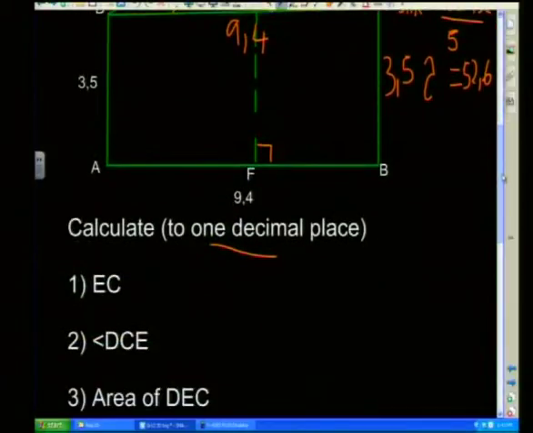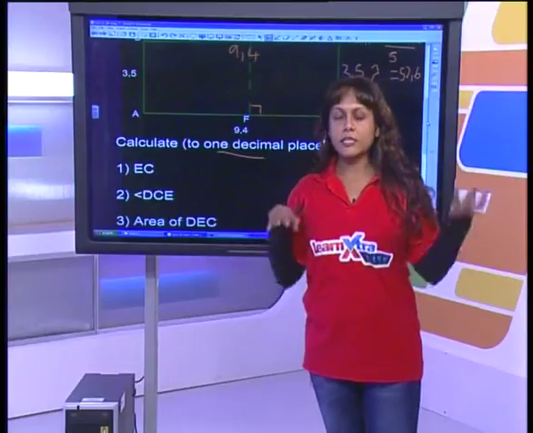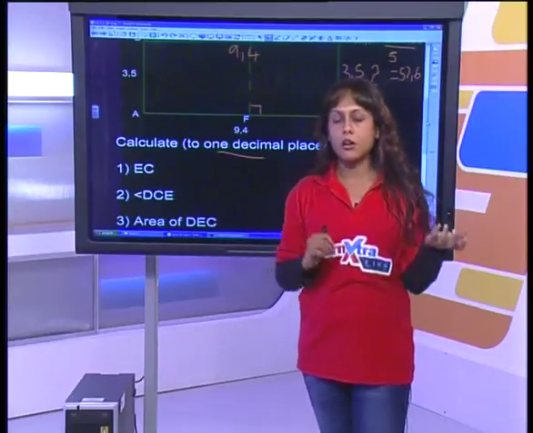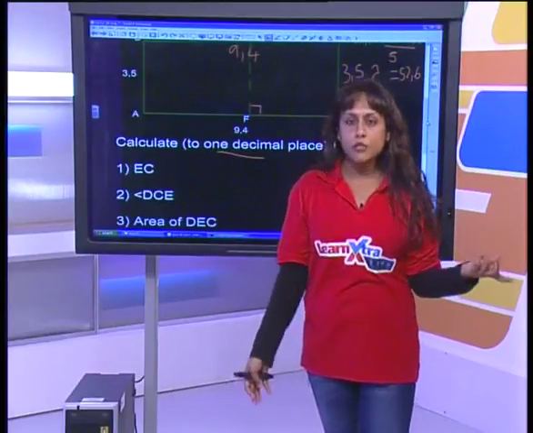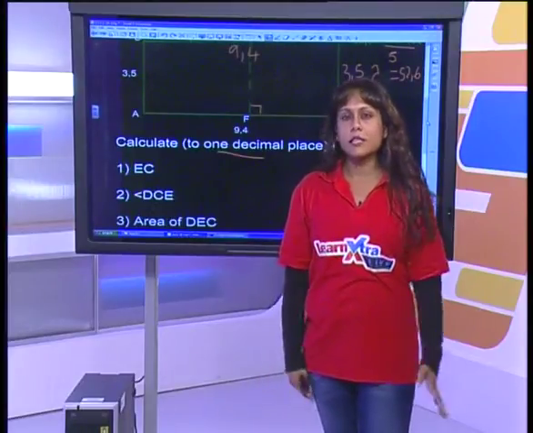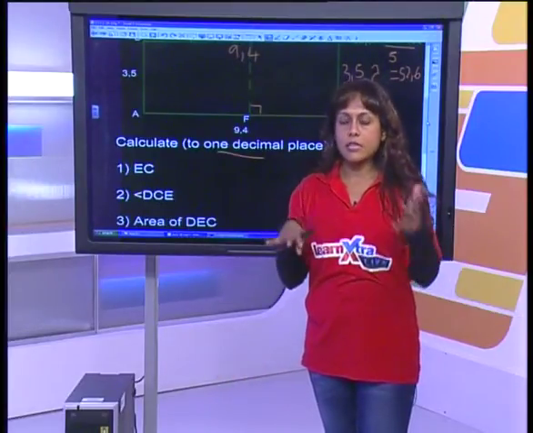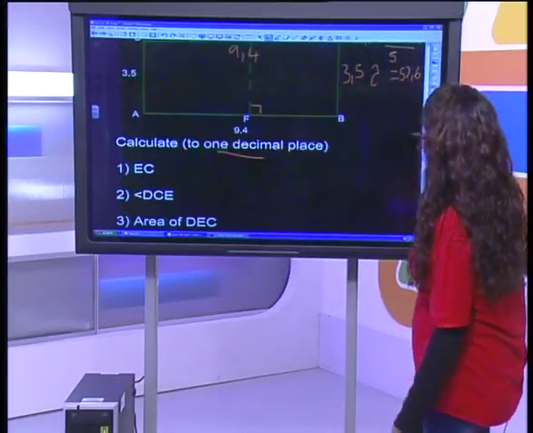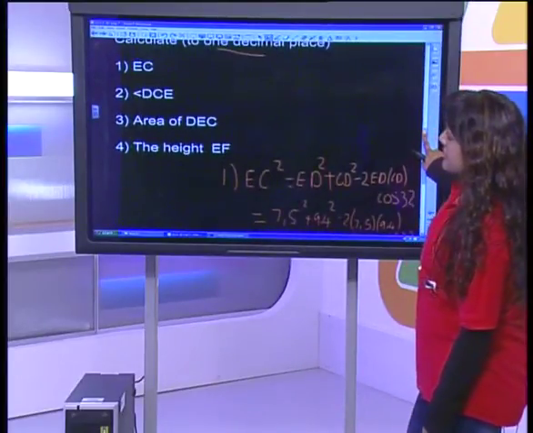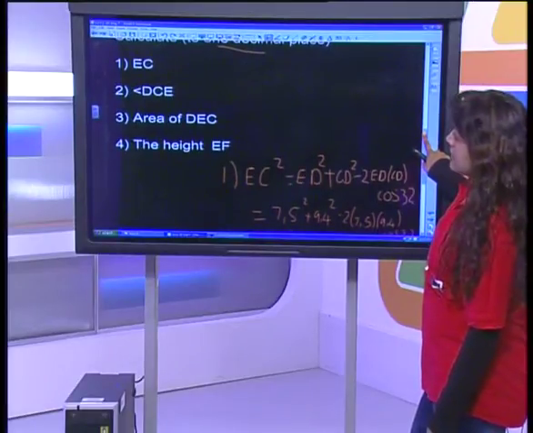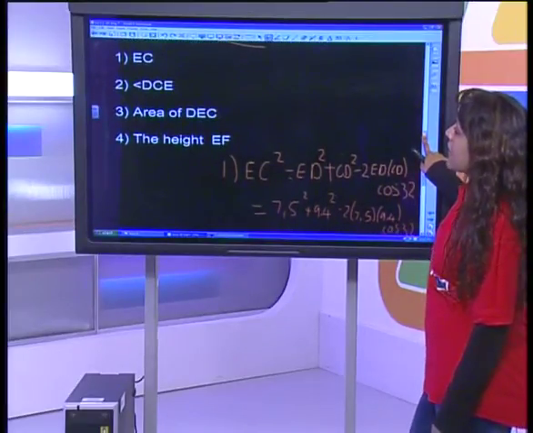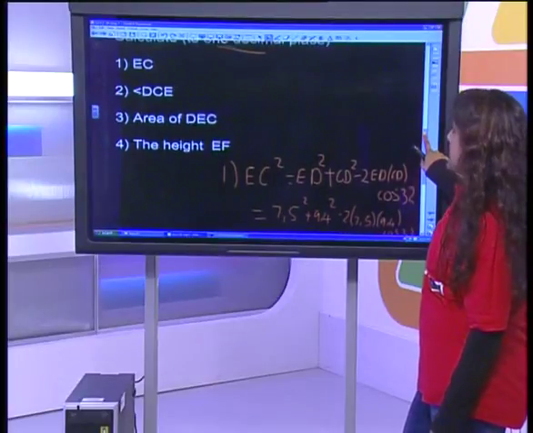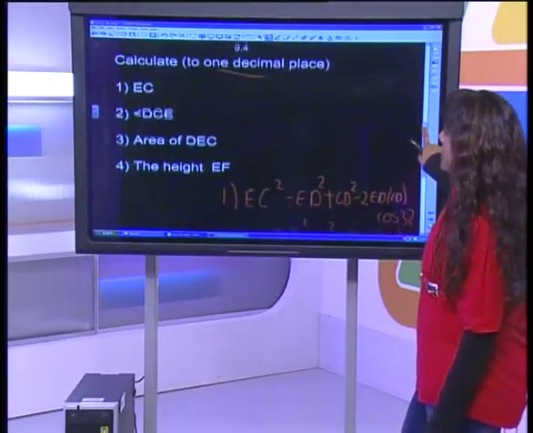All right, and guys, you can see that most of the working is actually just done on your calculator, and obviously you've got to remember your sine, cos, and area rules, and you need to know when to use them. Area rule's the easiest because you can use it in almost any triangle as long as you've got two sides and an included angle. So we've worked out EC, we've worked out angle DCE. The next question says find the area of triangle DEC. So there we go, our first area question.